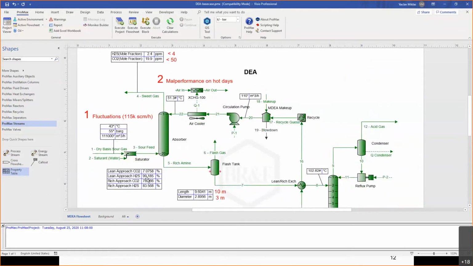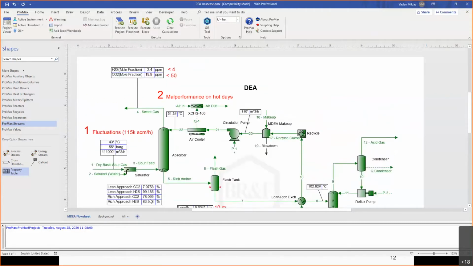If we take a look at rich approaches for both H2S and CO2, they are around 80. It might not look too bad, but in most cases, when you are getting over 80, it's kind of a dangerous zone. It's better to keep it below that. Say 70 is typically a reasonable trade-off between stability of the process and over-design. So we don't quite like these rich approaches either.